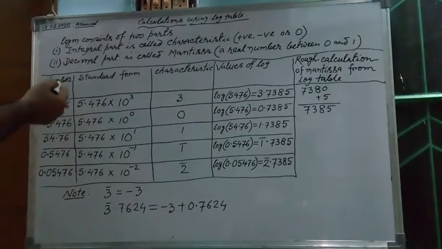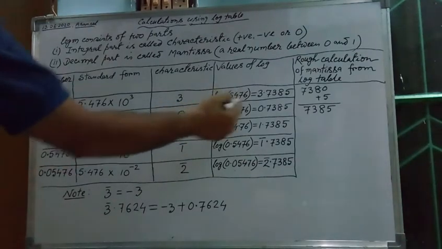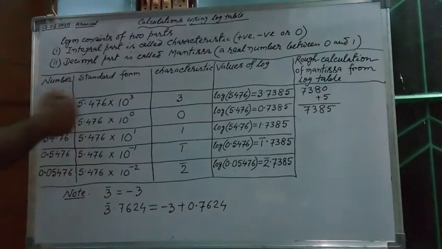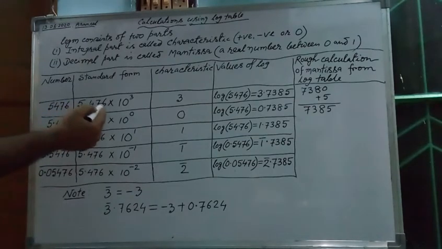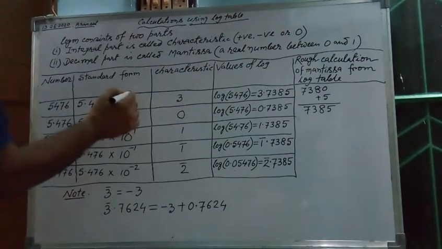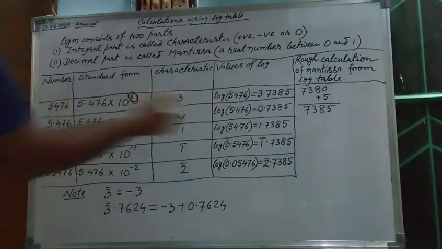Now some numbers are written here. 5476, we have to find the value of log 5476. To find log 5476, we will change this 5476 into the standard form. In the standard form, 5476 can be written as 5.476 into 10 to the power 3. So what will be the characteristic? The characteristic will be 3. The power will be written as the characteristic.